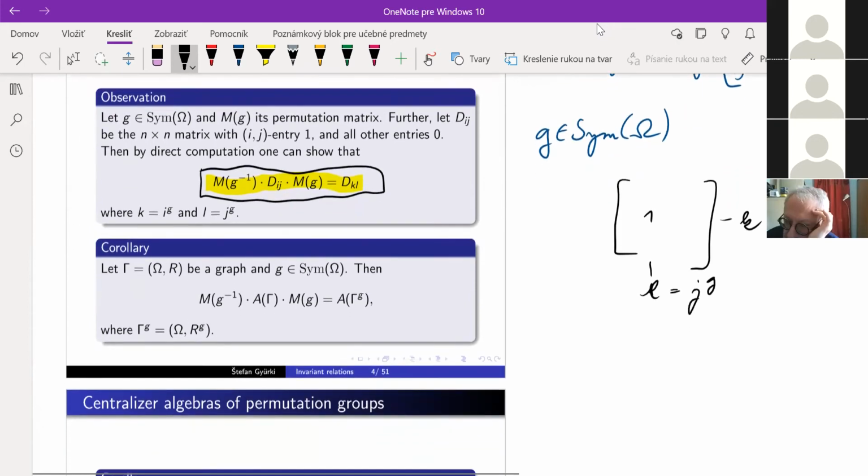Now, if you do the same job for an adjacency matrix of a graph gamma, then of course you are mapping the full graph gamma by permutation G. So you will obtain an adjacency matrix of a new graph in the sense that the vertices are mapped by the permutation G.